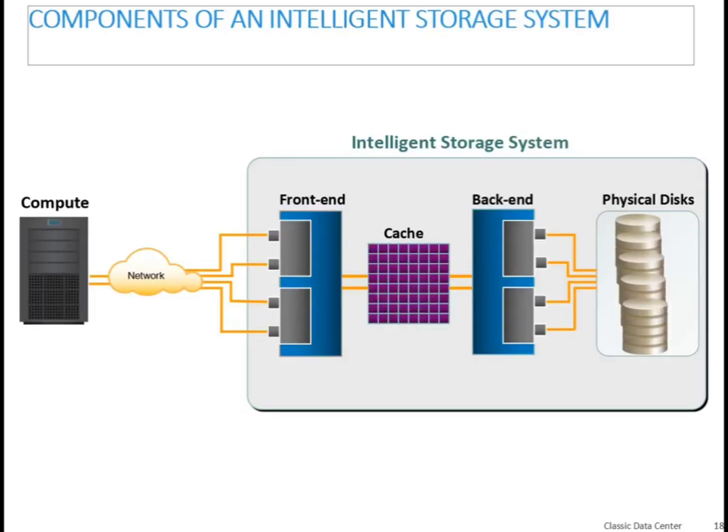An intelligent storage system consists of four key components: front end, cache, back end, and physical disk. The figure on the slide illustrates these components and their interconnections. An I/O request received from the compute system at the front end is processed through cache and the back end to enable storage and retrieval of data from the physical disk. A read request can be serviced directly from cache if the requested data is found in cache.